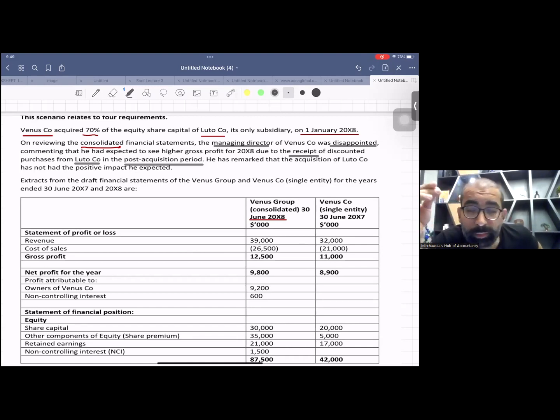The parent company wanted to buy goods at a discounted rate, and they did so. They did buy goods at a discounted rate. But they are saying that in the consolidated books, why can't we see the benefit? In the consolidated books, I can't see gross profit rising.